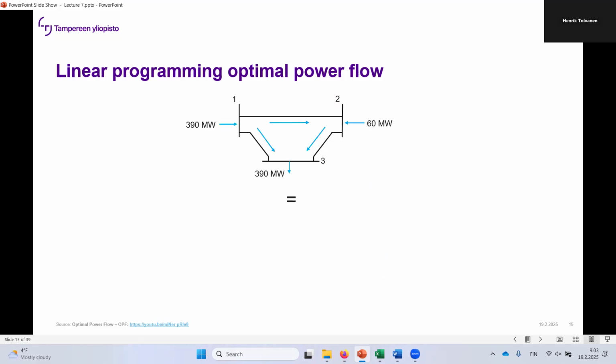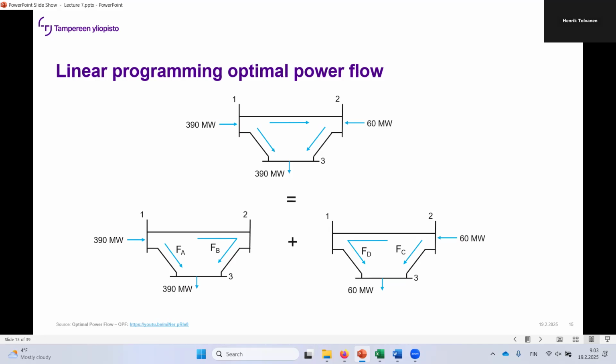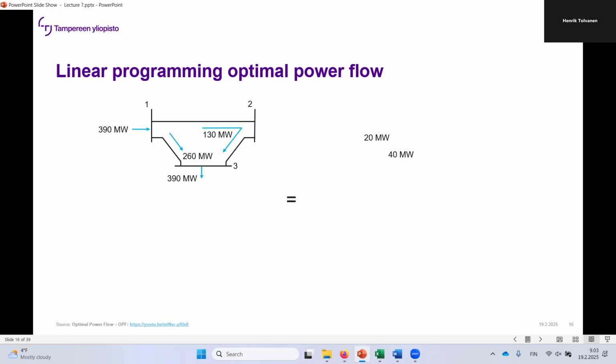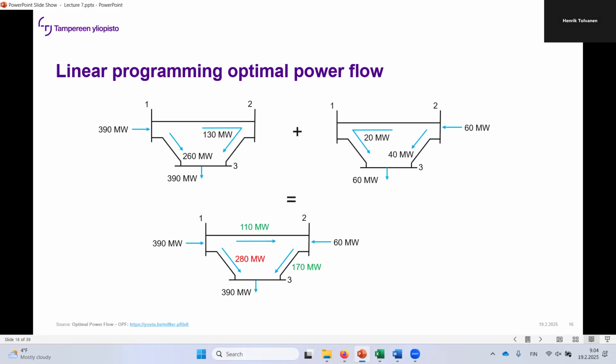So let's apply the superposition. We're going to add both of these productions, 60 megawatts and 390 megawatts. So we're adding FA, FB plus FD and FC. Oh, my animations are failing in here, sorry. So here you have 130 megawatts flowing from 1 to 2, and then you have 20 megawatts flowing from 2 to 1. What's that going to equal? It's going to equal 110 megawatts.